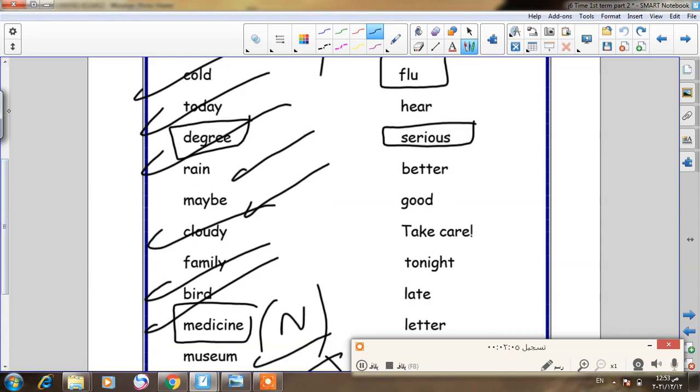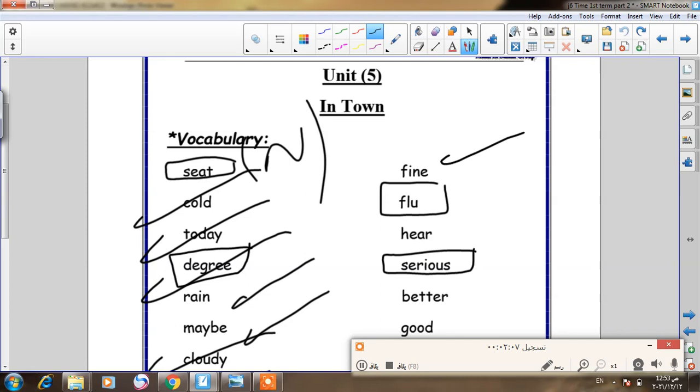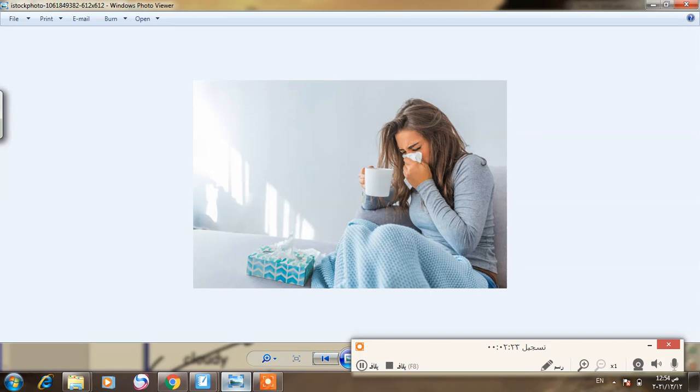And then after this, we have fine, flu. Flu is a noun. What does it mean, the word flu? Flu is a disease where you feel that you're very hot when you have fever. Fever means being very hot. And when you cough and when you sneeze a lot and so on, and you feel that you cannot do anything and you cannot breathe well. So this is the meaning of the word flu. And of course, a lot of people have flu during winter, right?